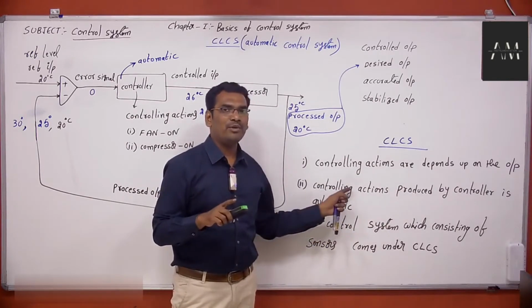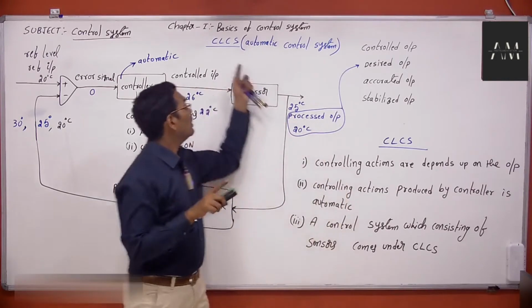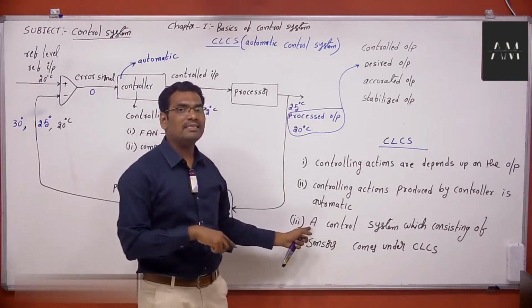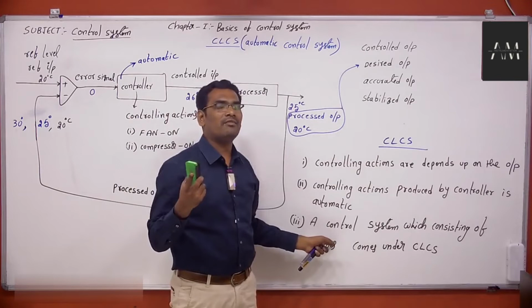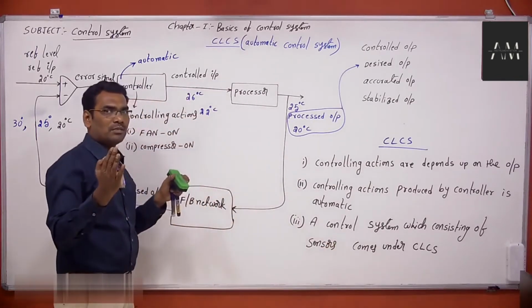There the controlling action produced by the controller is manually operated. Therefore that is a manually operated control system and this is an automatic control system. And a control system which consists of a sensor is a closed loop control system. A control system which does not consist of a sensor is an open loop control system. Now compare the open loop control system and the closed loop control system.